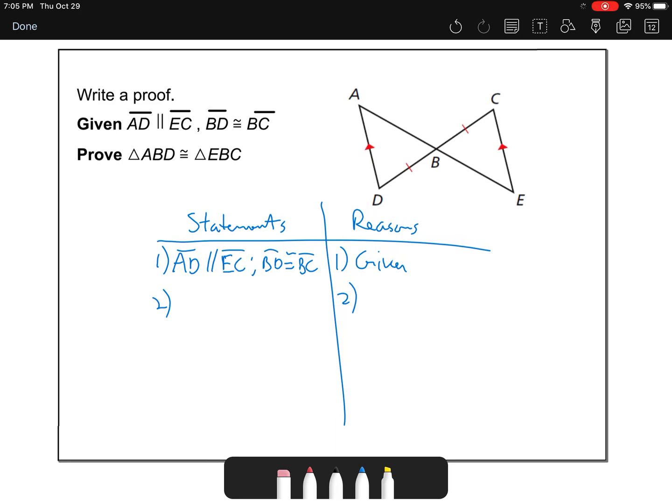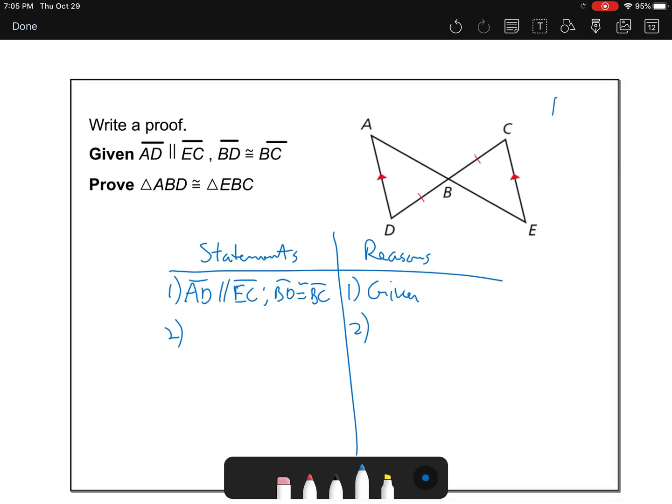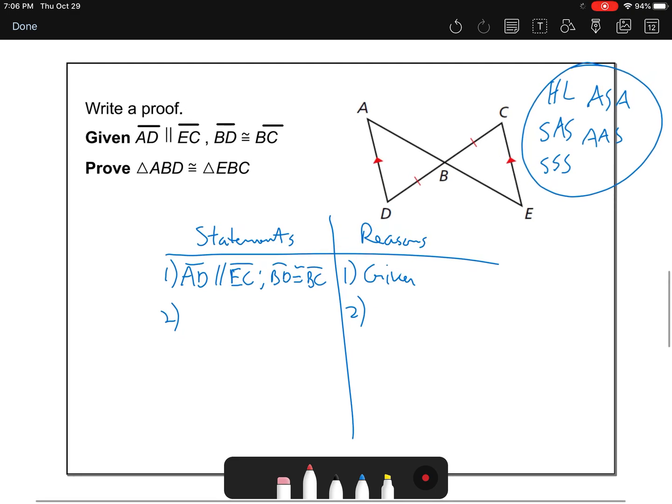So now, what can we prove from the given? Because remember, it's got to be one of these: HL, side angle side, side side side, angle side angle, or angle angle side. That's all we have. Well, we have one side right now. That's it. What else can you see in the picture that you can prove definitively are congruent? And this is where you need to pause probably and think about it.